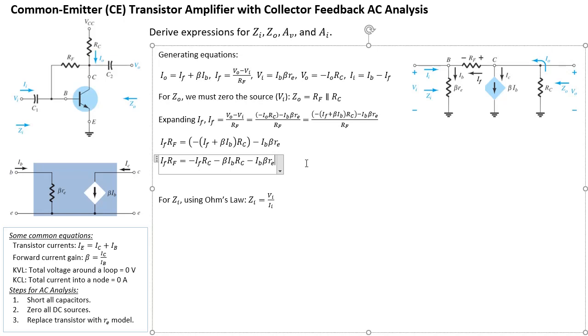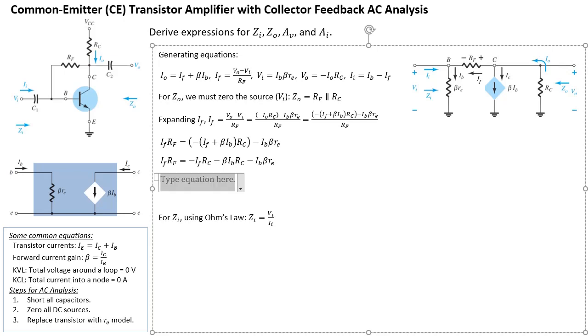I think I'm going to use the horizontal space here, so let me just put it down first, and then I'll bring it up a little later. I can collect all the IF together. So we're going to have IF here, times RF, and this negative IF RC will just go to the left, so it becomes plus IF RC. When I factor out IF, I'll take that out. That's going to equal, there's a common term here, negative beta IB, so I can do a negative beta IB.